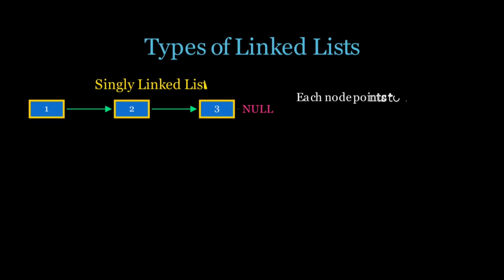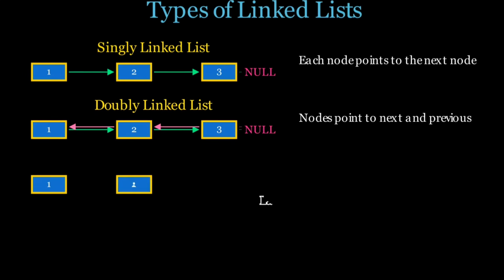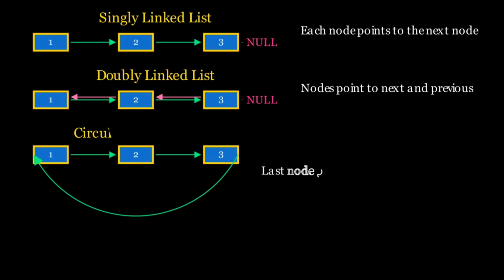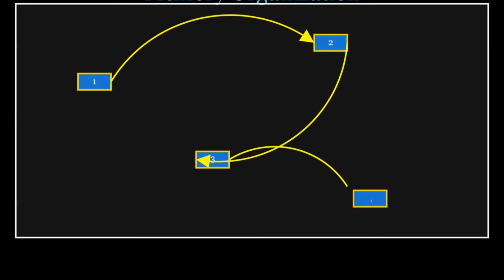There are three main types of linked list. The first one is singly linked list. Each node points only to the next node. And doubly linked list. Each node has two pointers, one to the next node and one to the previous node. And finally, the circular linked list. The last node points back to the first node, forming a loop. You can see the dynamic memory allocation in a linked list. It is not continuous in nature, so it's more memory efficient.